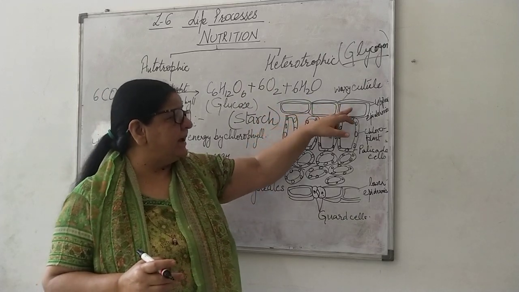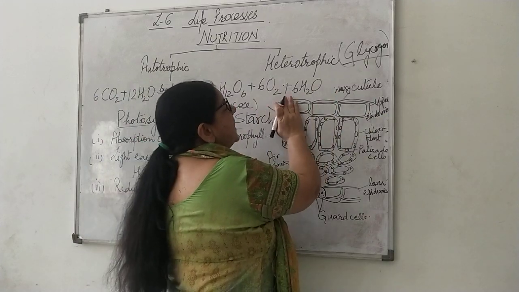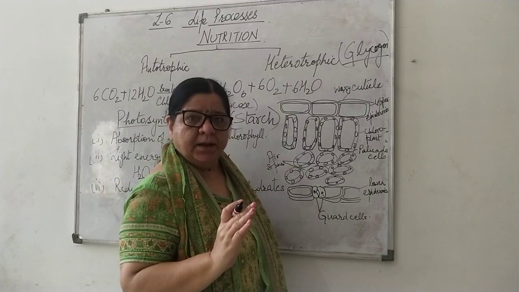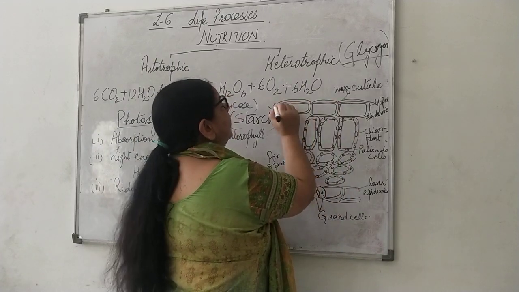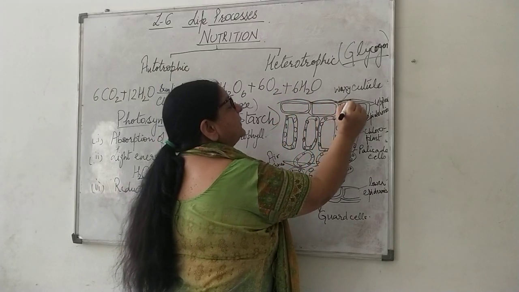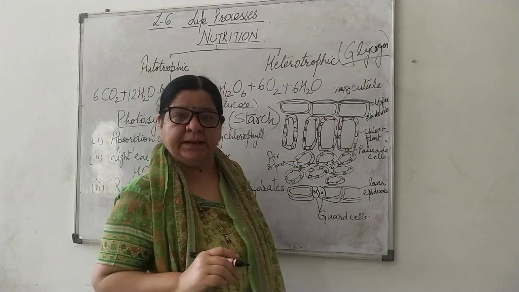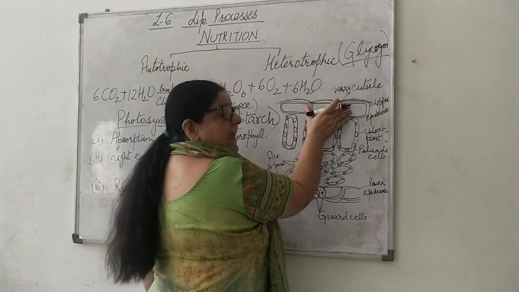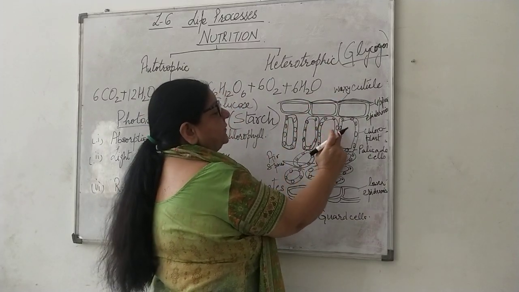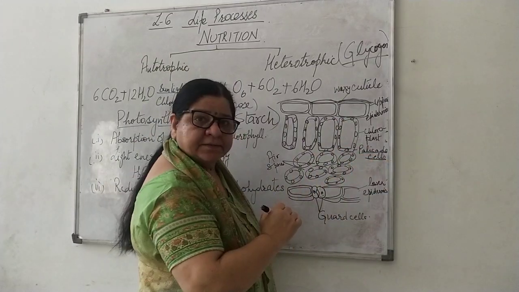Now these upper epidermis cells or epidermal cells are covered by a thick waxy coating. This is known as cuticle. So here you can see these are covered by a thick waxy layer, right? So this is known as waxy cuticle. Then below these epidermal cells, there are certain elongated cells. These cells are known as palisade cells.